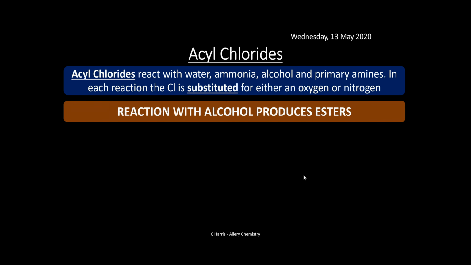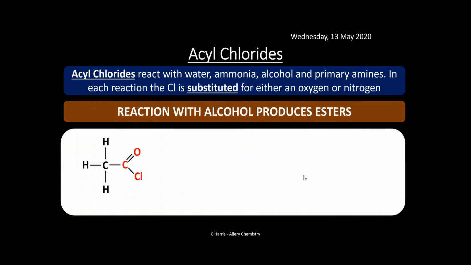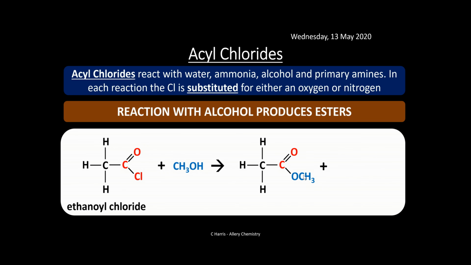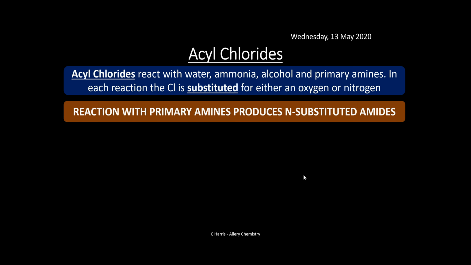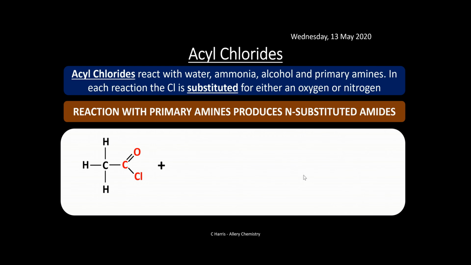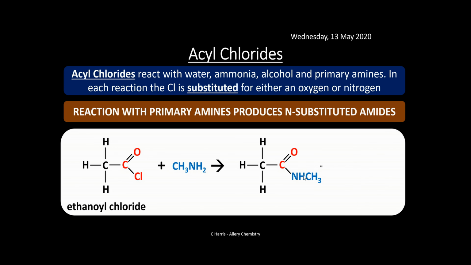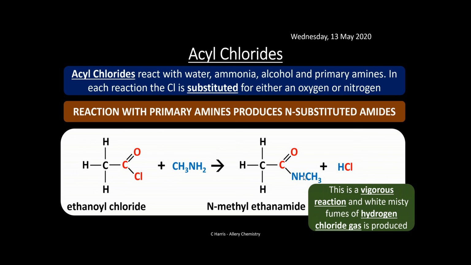Okay, so let's have a look at the reaction with alcohols. These produce esters. So you can see here there's our acid chloride, ethanoyl chloride, reacting with, in this case, methanol. And this is going to form methyl ethanoate, so we formed our ester, and again we produce HCl gas. And finally, we react it with primary amines to produce N-substituted amides. So here's our ethanoyl chloride, and we're reacting it with a primary amine. That's the one in blue there, and this forms our N-substituted amide.